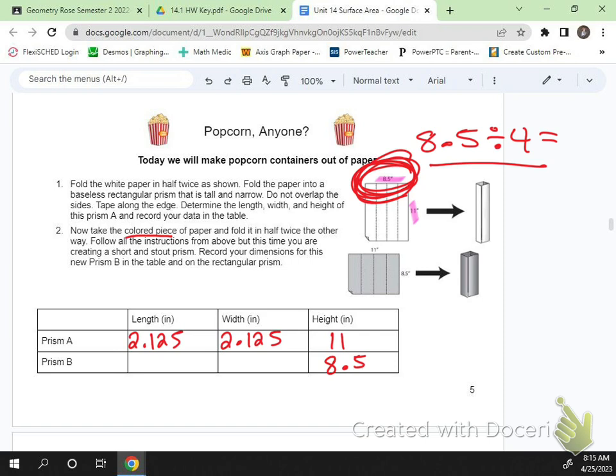What do you think, Amelia? Is it the same thing as last time? You just do 11 divided by 4? Yes, exactly. It's the same thing as last time, but I'm going to take 11 and divide it by 4. 11 divided by 4, we get 2.75, and the length and the width are equal on these rectangular prisms.